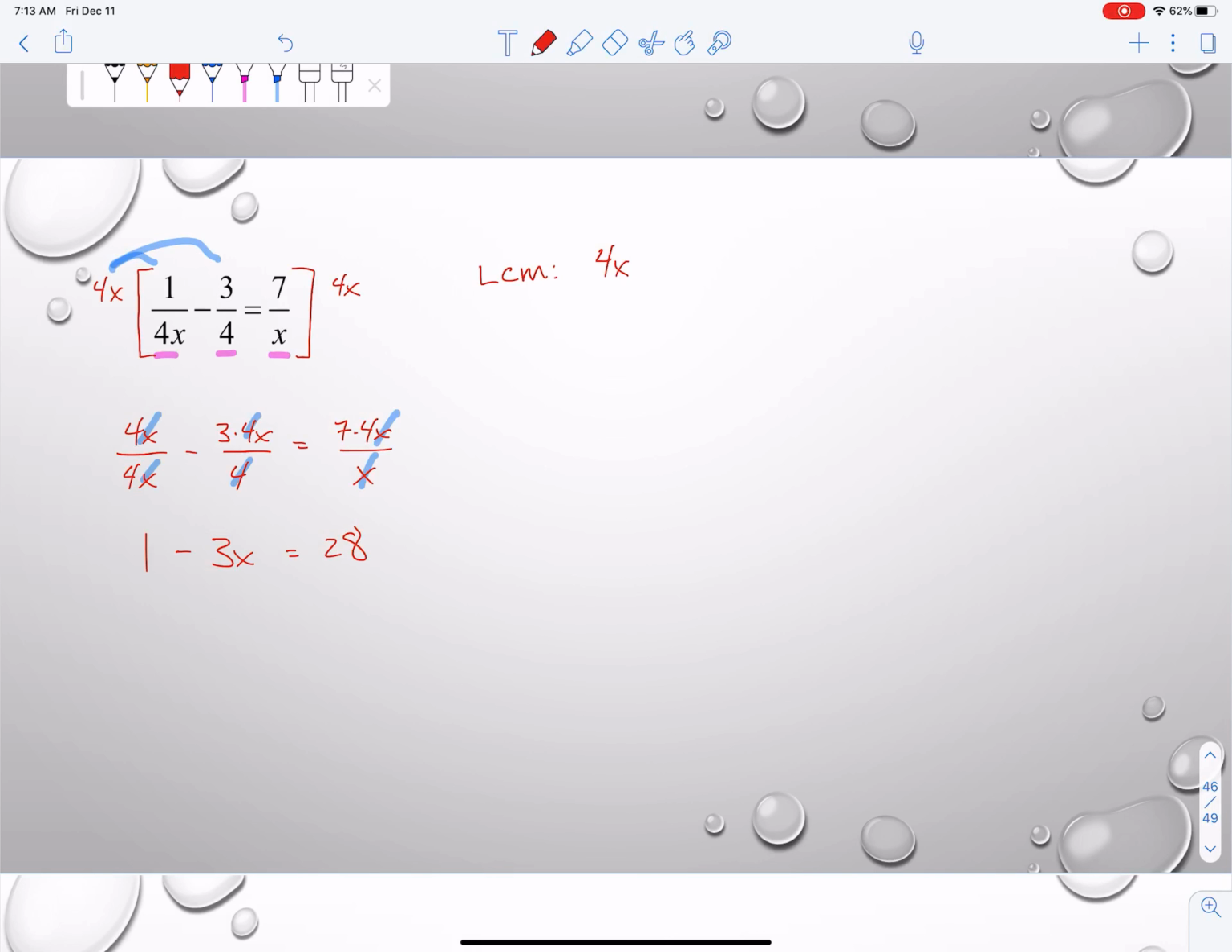So if I subtract 1 on both sides, I have negative 3x equals 27. And if I divide by negative 3, I get x equals negative 9. Okay. Again, checking my domain restriction, x cannot equal 0 from these two terms. x equals negative 9, we are good to go here. This is a final solution for us.